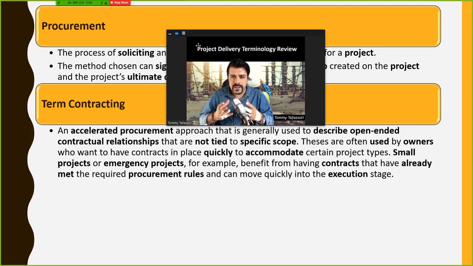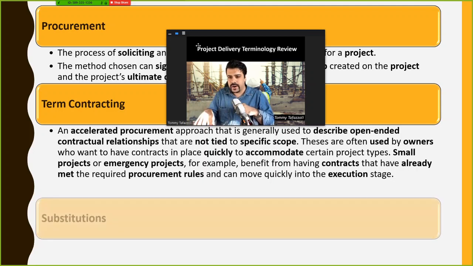So as you can imagine, this is good for where you need to start a project immediately, like an emergency project, or where the project is small, or where you are dealing, as an owner, with repetitive projects at different times. Okay, so your requirements in the contract are pretty much the same. They are repeated, so you actually go with a term contracting that could be just repeated in every project.